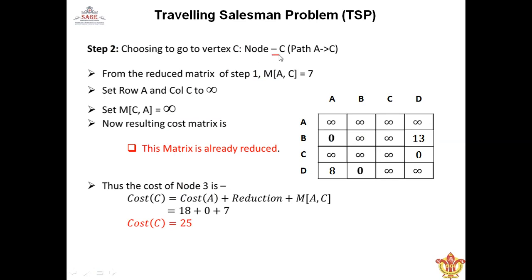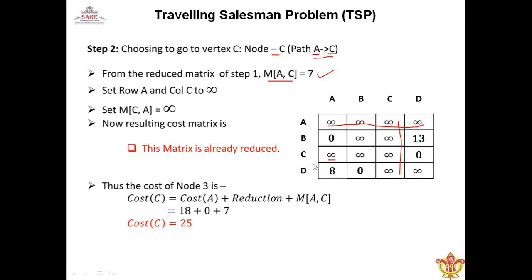We are going to choose node C. Again we'll have to take care of this M step 1, that is the reduced matrix which we have seen earlier. We take the value from there. AC is 7 there. Set row A and column C to infinity, we will have to make it infinity. So it is infinity, it is clearly visible from there. And CA will have to be made infinity. So CA is infinity.